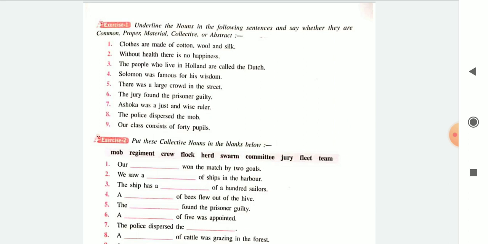Let's go to the fourth one. Solomon was famous for his wisdom. Solomon, name of a person, so proper noun, was famous for his wisdom. Wisdom is an abstract noun. So I hope you have understood. Please try and do this exercise. Try to do it on your own.